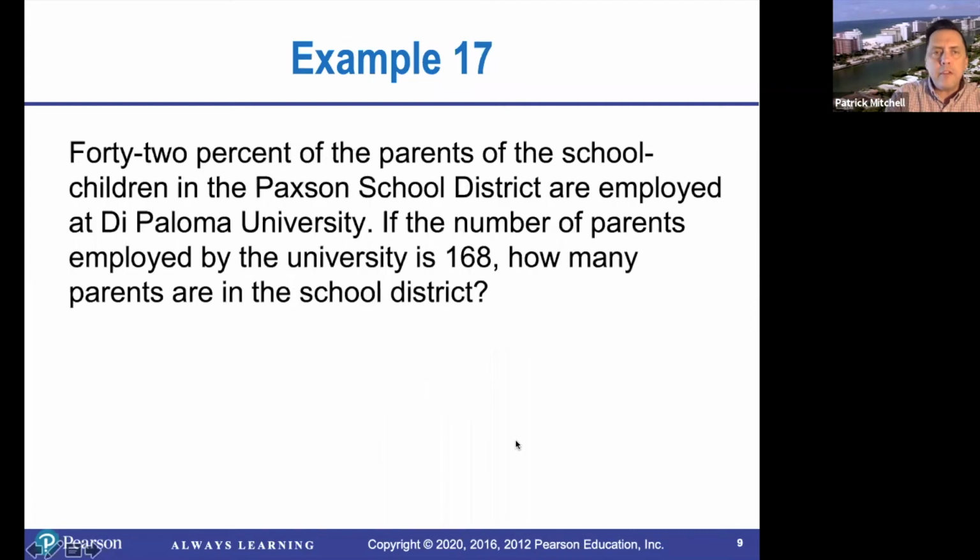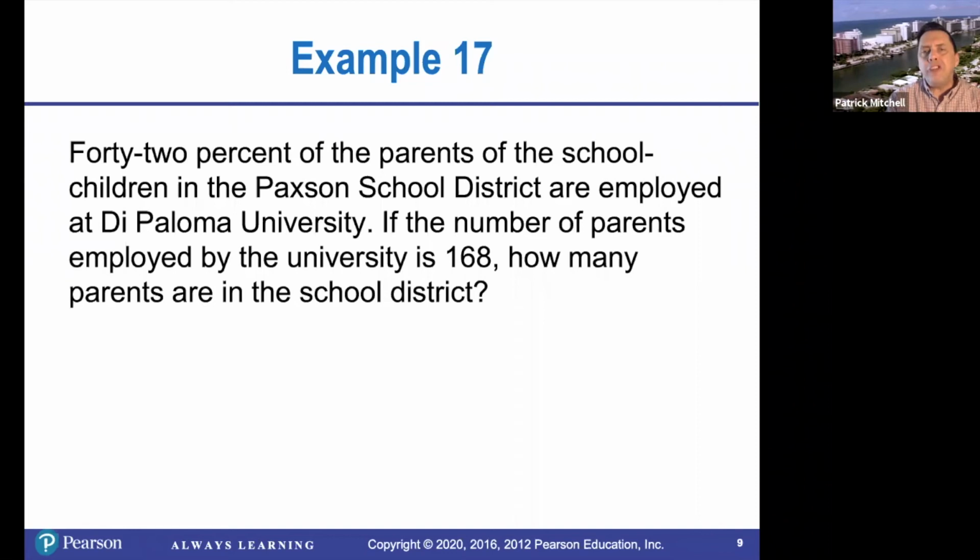All right, next we have 42% of the parents of the school children in the Paxson School District are employed at DePaloma University. If the number of parents employed by the university is 168, how many parents are in the school district? So this is an example of an unknown base problem.